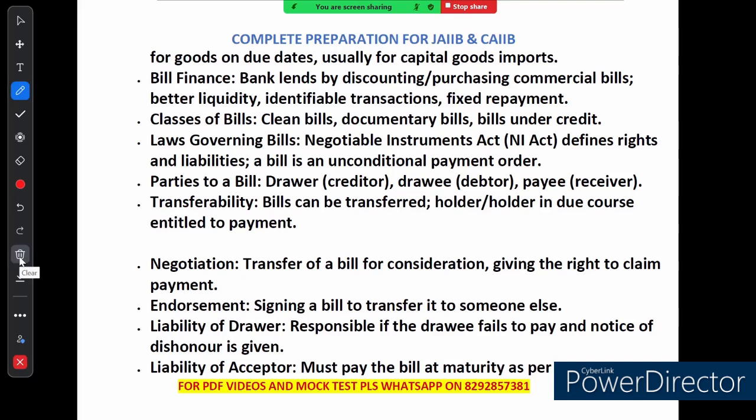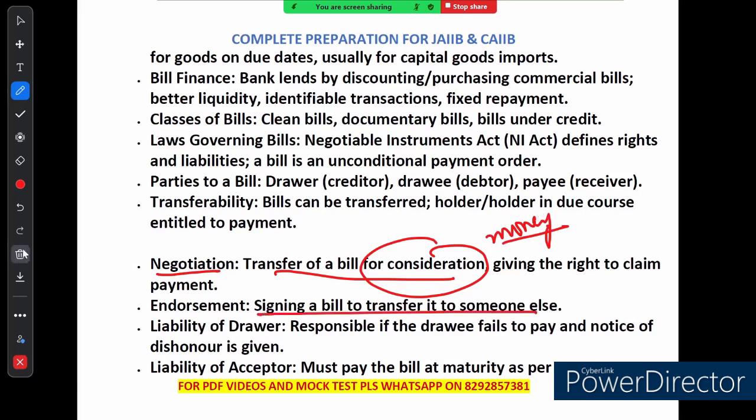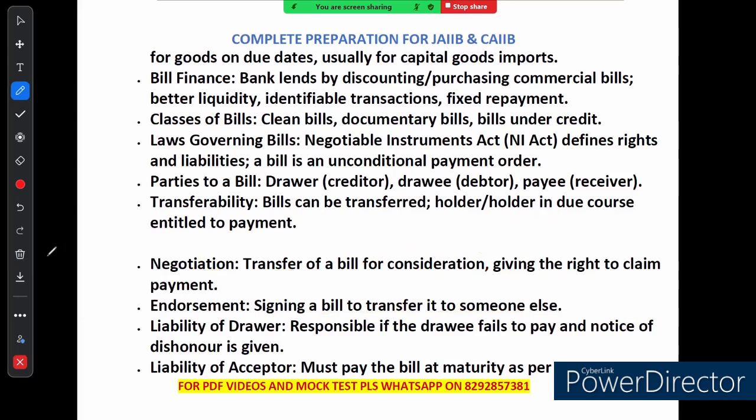Now let's talk about negotiation and endorsement. First up, negotiation. When you transfer a bill for money, that is called negotiation, right? You are transferring a bill for consideration. When I say consideration, I mean money. So you are transferring a bill for money, that is called negotiation. And if you sign the bill to transfer it to someone else, that is called endorsement. Endorsement means you are signing a bill to transfer it to a third party.